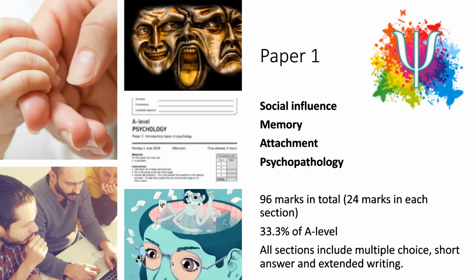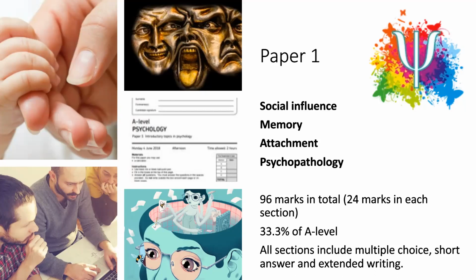Then finally, for your paper 1, we look at psychopathology. So here we look at different ways that we can define abnormality. We also look at the characteristics of 3 disorders. So we look at phobias, we look at depression, and we look at OCD. And then we have 3 different approaches to explain and treat those disorders. So we do a behavioral approach, a cognitive approach, and a biological approach.